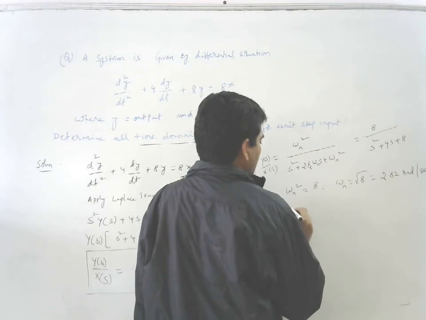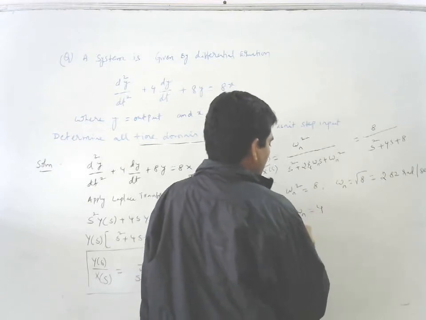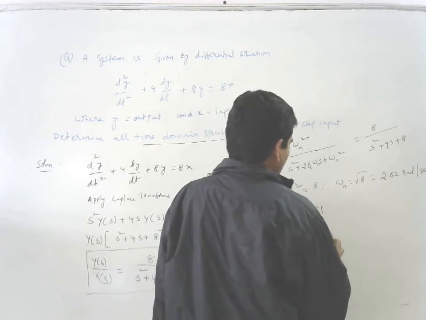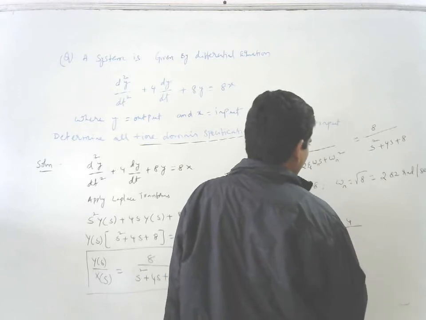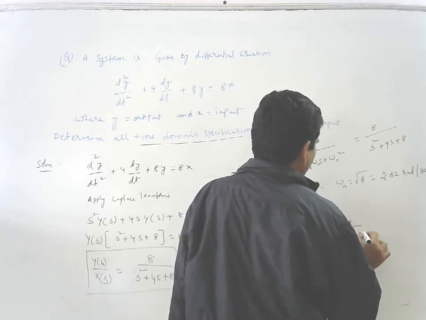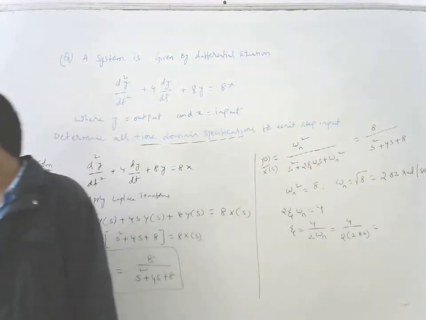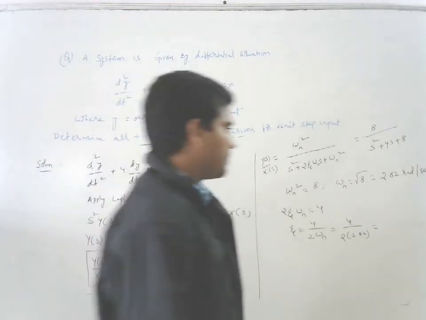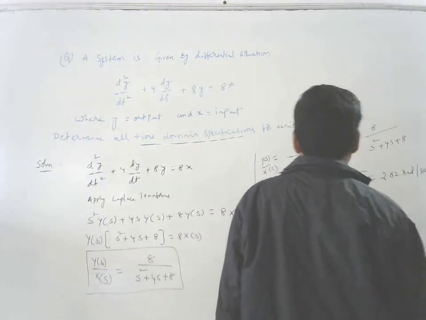Similarly, which value can we find? 2 zeta omega n is equal to how much? 4. From this, zeta equal to 4 by 2 into omega n, which is equal to 4 divided by 2 into 2.82. If I simplify that, what zeta value are we going to get? Zeta is 0.709.